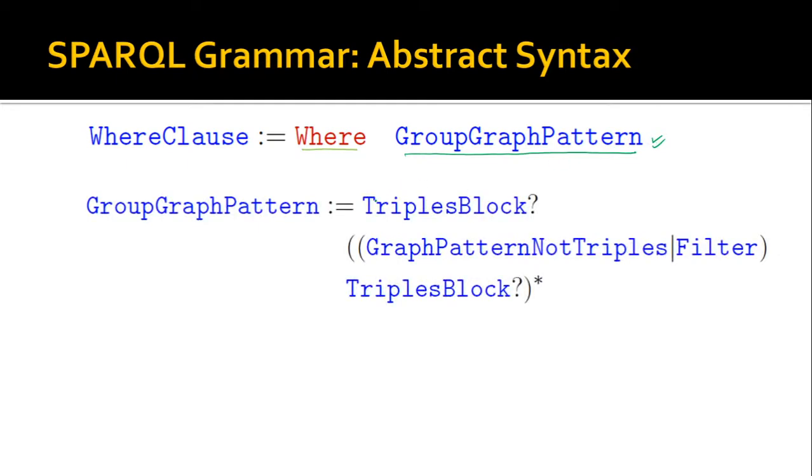Now, a group graph pattern may start with a triple block. Let us try to take an example. You have one where, then you start with, say, one SPO, S1, P1 and O1. So you can have a block like this, or you may not have a block like this. If you have a block like this, that will be happening at most once.